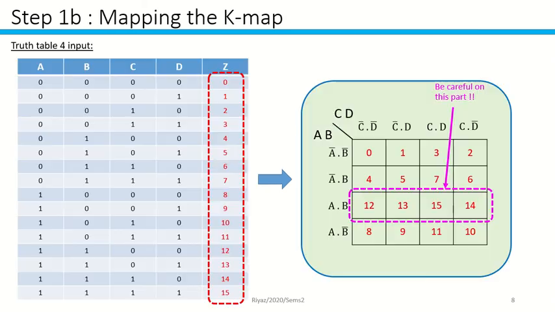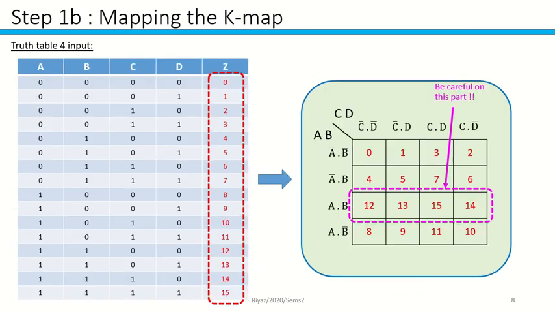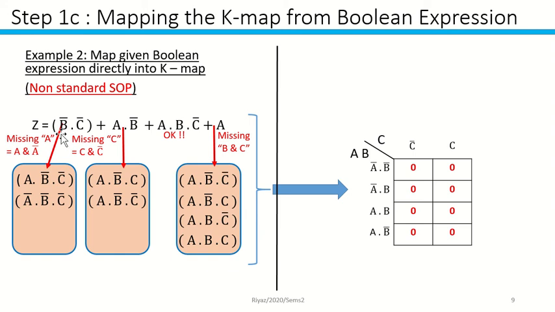Another story on this one, we already discussed the truth table for 3 input and 4 input. How about if it came with the non-standard SOP, which is from the Boolean expression? From the Boolean expression, how are you going to map it out? So you have a condition Z equals B bar dot C bar plus A dot B bar plus A dot B dot C bar and A. If you see over here, this is missing A and A bar. Over here, it is missing the C and C bar.